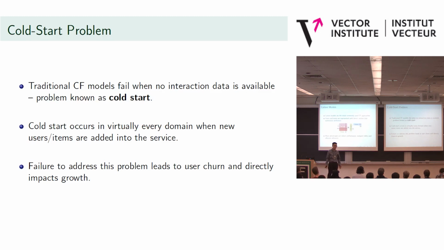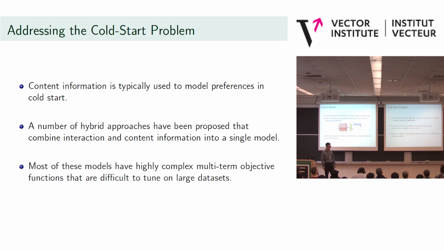However, traditional CF models fail when there are no interaction data, and this is a problem known as cold start. Cold start occurs in virtually every single domain when there are new users or anonymous users and new items joining without prior information on the interactions. And failure to address this problem leads to user churn and directly impacts the growth.